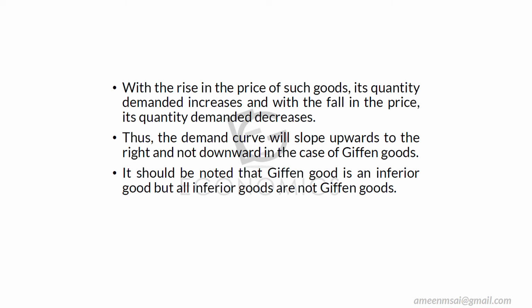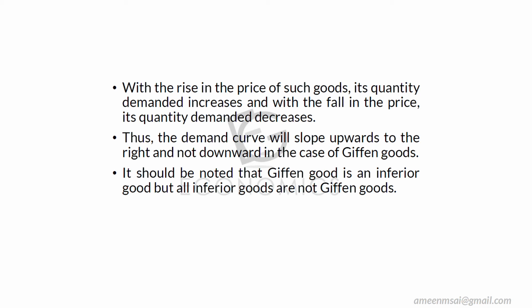As per the law of demand, when the price increases, quantity demanded decreases, and when the price decreases, quantity demanded increases. Opposite relationship, and that's the reason we said that the demand curve will slope downwards from left to right. But in the case of Giffen goods, the demand curve will slope upward from left to right. It slopes upward because there is a direct relationship between price and quantity demanded. It should be noted that a Giffen good is an inferior good, but all inferior goods are not Giffen goods.